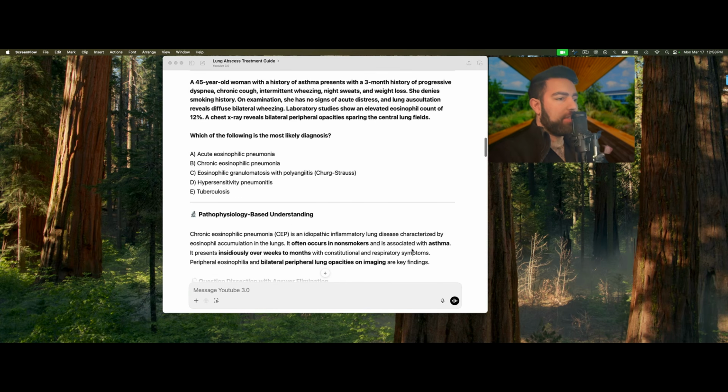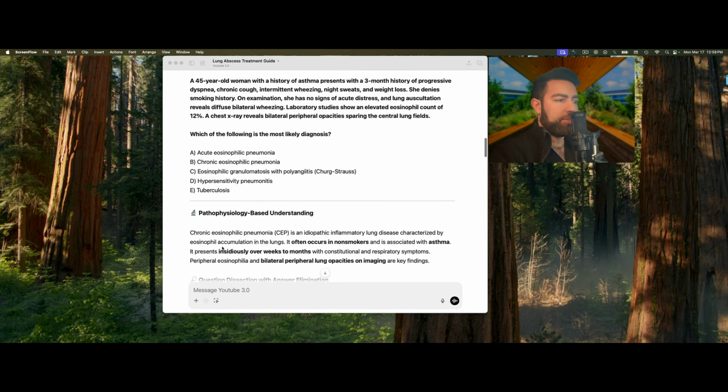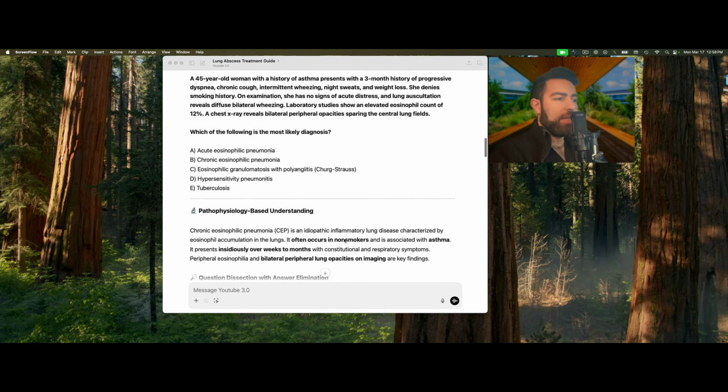All right. So this is a question about chronic eosinophilic pneumonia, or CEP. It is an idiopathic inflammatory lung disease. It's characterized by eosinophil accumulation in the lungs. It often occurs in non-smokers, as associated with asthma. It presents insidiously over weeks to months with constitutional and respiratory symptoms.